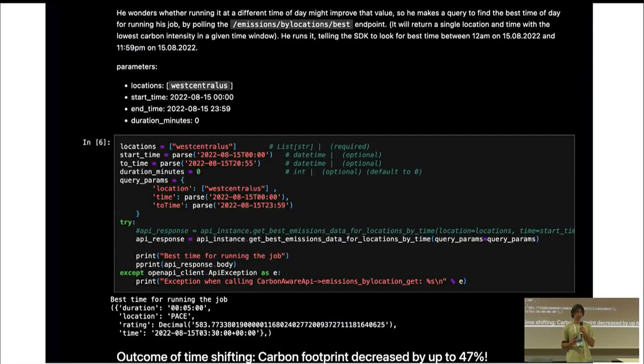And by looking at time shifting, this is what the code for your application might look like to do it. The only actual line of code that is looking at the data is the API response and getting the best emissions data for locations by time, and that's looking at a 24-hour period in West Central US, which is an Azure region. And what you get from here is at what time it would be best to run that job.